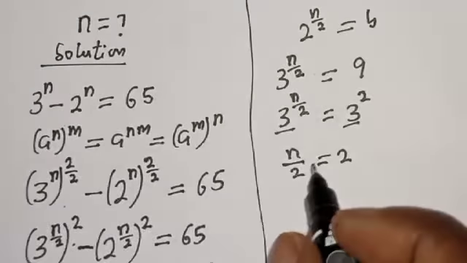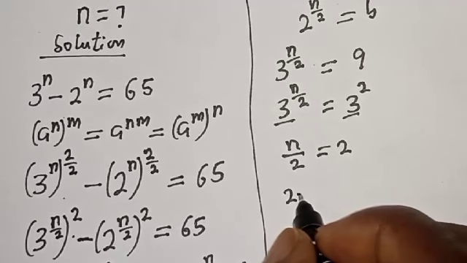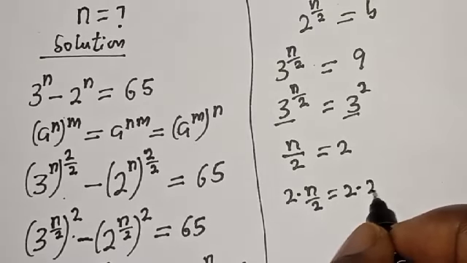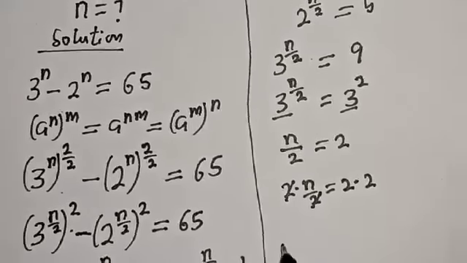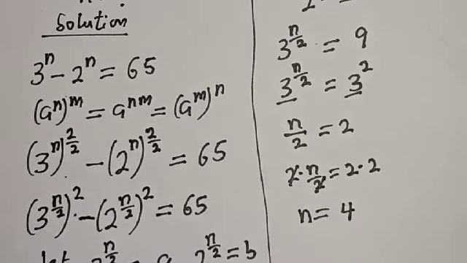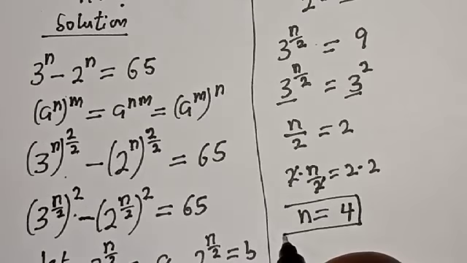Let's multiply both sides by 2. We have 2 multiplied by n over 2 is equal to 2 multiplied by 2. This one will cancel this. N is equal to 4. That is the value of n.